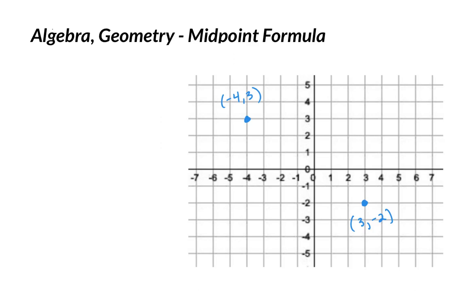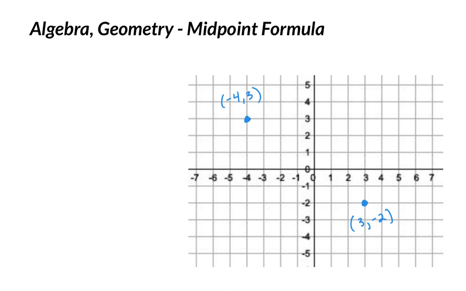Let's talk about how we find the midpoint between 2 points. So I've put in 2 points here, (-4, 3) and (3, -2). And I do want to tie this to our distance formula. You remember in the distance formula, you basically did the Pythagorean theorem. Well, in this case, we could use those side lengths again.